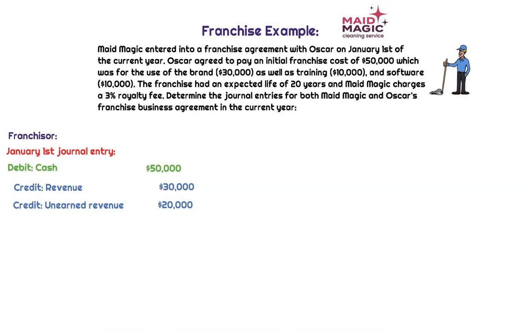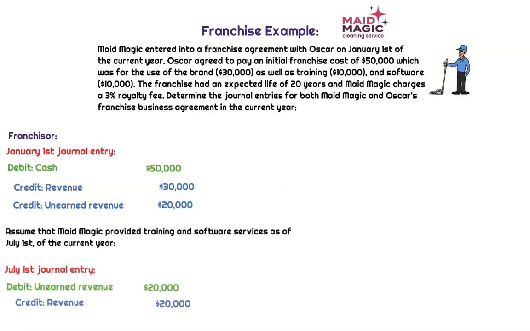and another credit to unearned revenue for $20,000, the portion that was unearned for the training and the software. Now assuming 6 months later that the software and the training services were provided, essentially this revenue is now getting earned. So 6 months later, we're going to be reversing the unearned revenue amounts. This revenue for $20,000 is now getting earned, and the other $20,000 is going to reverse out the unearned portion. So that's now getting debited.